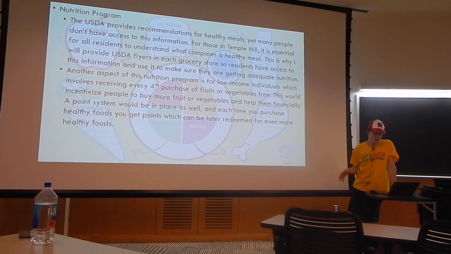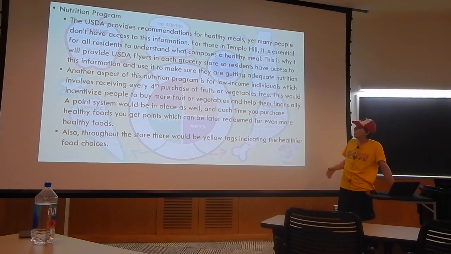or vegetables free. And this would incentivize people to buy more fruit and vegetables and help them financially as well. And a point system would also be in place, so each time that you purchase healthy foods like vegetables, fruits, and other healthy options, you get points which can later be redeemed, if you have enough, for even more healthy foods. And then also throughout the stores there would be yellow tags indicating the healthier food choices on the shelves. They would be set apart from the less healthy choices.